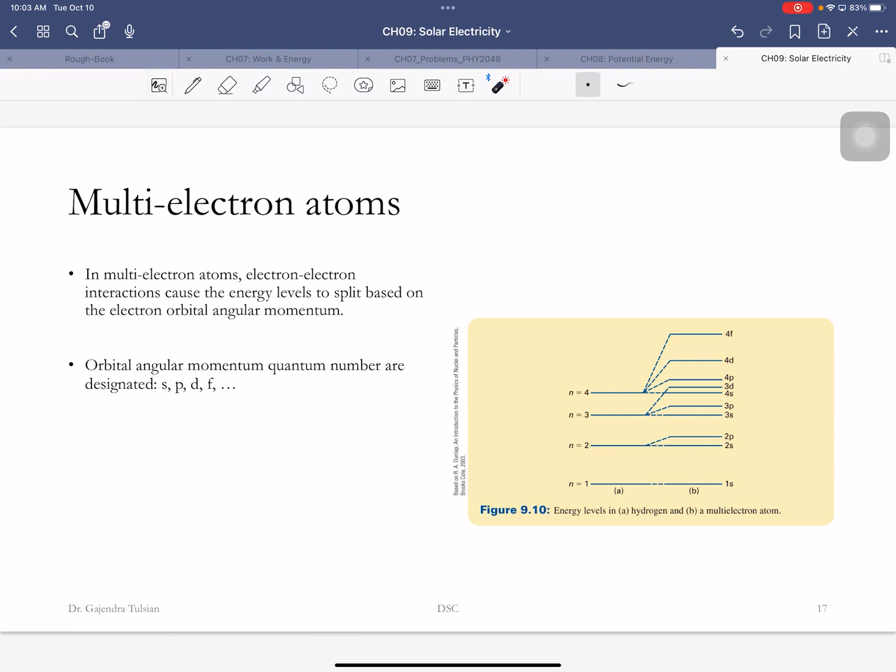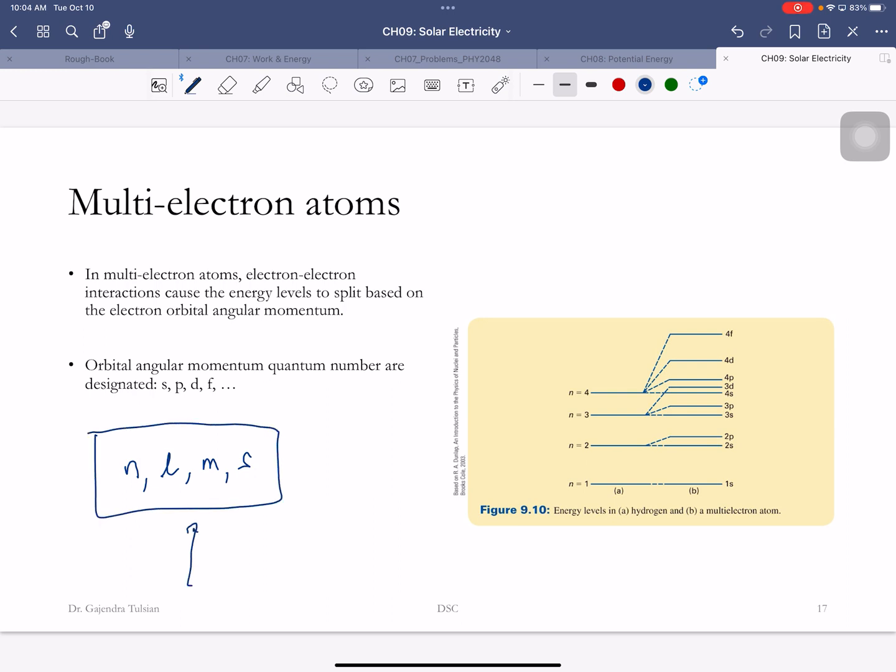Each level can only hold 2 electrons, one with a spin up and one with a spin down. In chemistry, the sublevels are named S, P, D, F, and so on. Those correspond to angular momentum quantum numbers. The 4 quantum numbers that an electron can have are n, the principal quantum number, l, the angular quantum number, m, the z component of the angular momentum, and the spin quantum number.